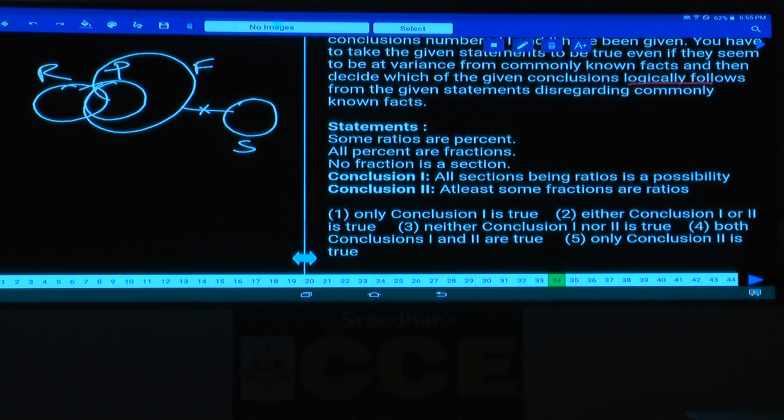Then the first one is a possibility, we can work out afterwards. The second one is a definite conclusion. Some fractions are ratios. Now fraction and ratio, this is intersection, that is definitely true.